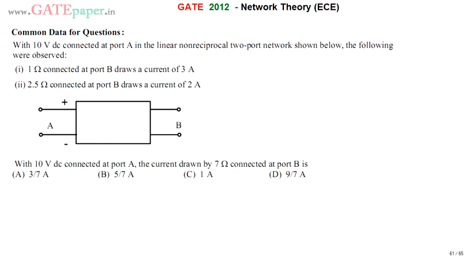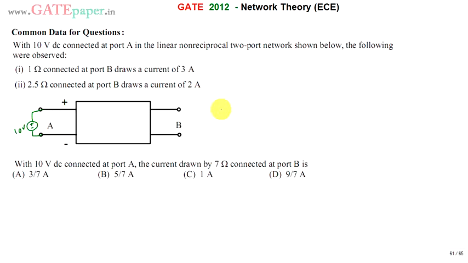Hello, we are discussing the GATE 2012 ECE paper. Look at the question, which is a common data question. It is given that a linear non-reciprocal two-port network is shown, which has two ports, port A and port B, and 10 volts is connected at port A.